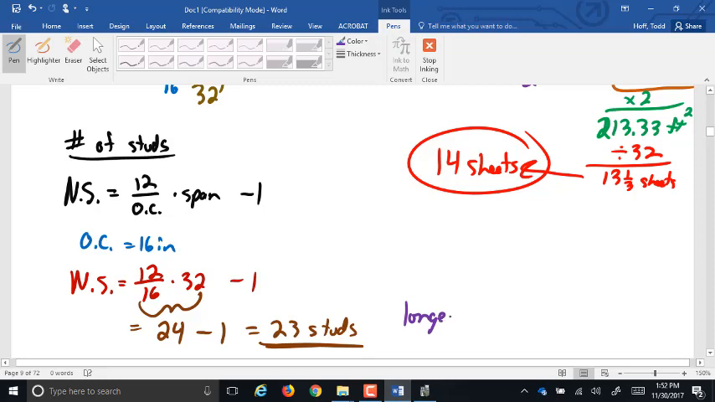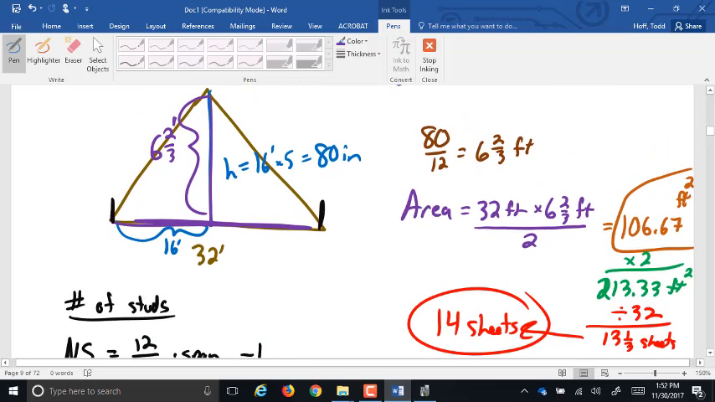Here's a brain buster for you. What's the longest stud going to be? How long about? We already found this. 80 inches.